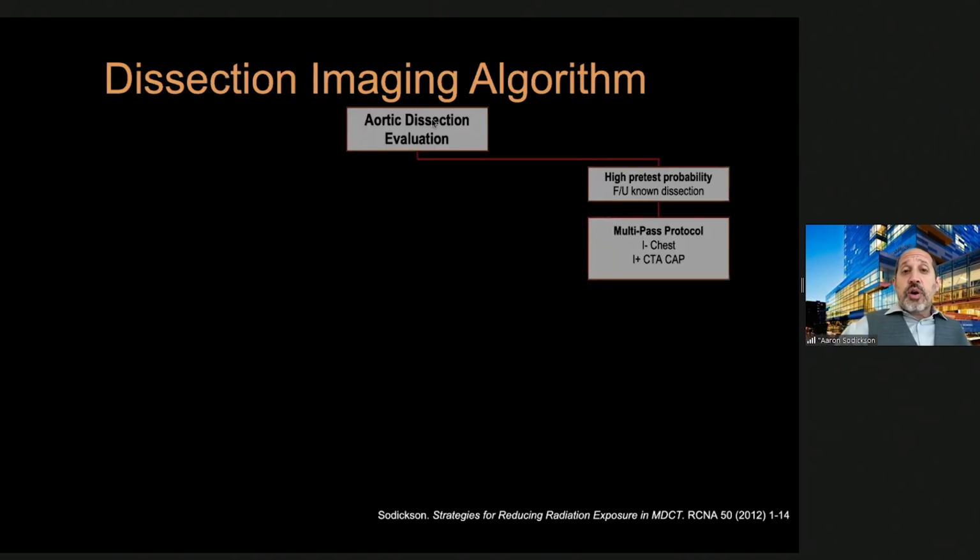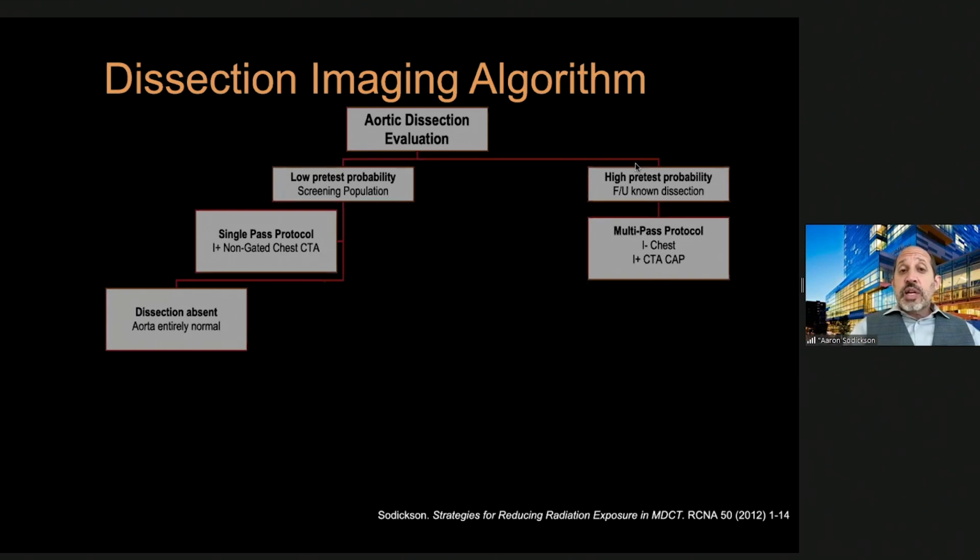We have this protocol where anyone coming to the ED for an aortic dissection, if they are high risk for dissection, they're hemodynamically unstable, they have a previous dissection and concern for extension, in that category, we do the all-out protocol. That's the non-contrast chest, and we do a single CTA through the entire chest, abdomen, pelvis. But the vast majority of our patients have a low pretest probability for dissection. This is a screening population. We do a single pass CTA chest only, and if there's no dissection, we're done.